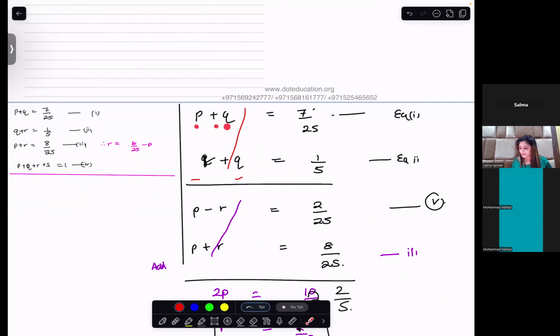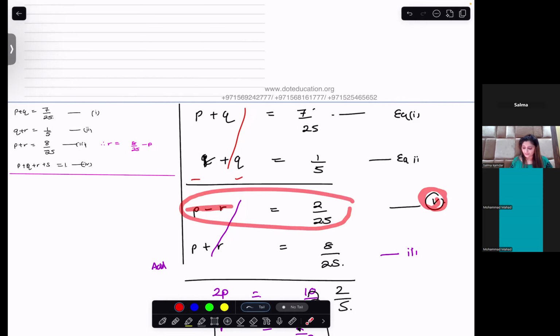So I wrote P plus Q is 7 by 25, and I just rephrased this, or I remodeled it, and I wrote R plus Q is 1 by 5. I subtracted, so I changed the signs. I removed this, so I'm getting P minus R is 2 by 25, and I made this my other equation number 5. I hope you're with me.